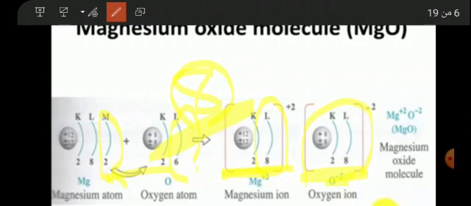So now I have a positive ion of magnesium and a negative ion of oxygen reacting together, forming what? Forming magnesium oxide molecule. So magnesium oxide molecule is formed due to the electrostatic attraction between positive magnesium ion and negative oxygen ion. Okay, that's it.